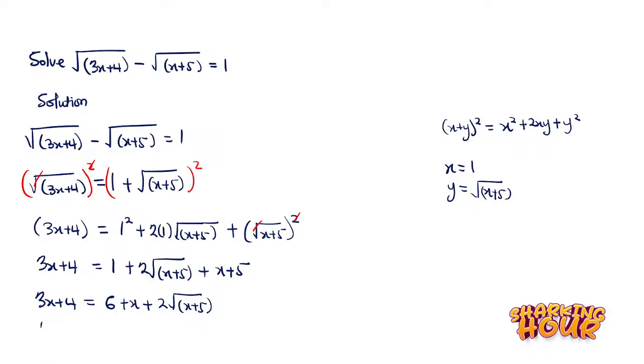So if I do that, I have 3x plus 4, then the positive 6 over here to this side will become negative 6. Then the positive x over here to this side will become negative x, and this will be equal to 2 root of x plus 5. Now remember, all we did was to move the 6 and then the x to the left hand side of this particular equation. All right, so let me get some space and then we continue.